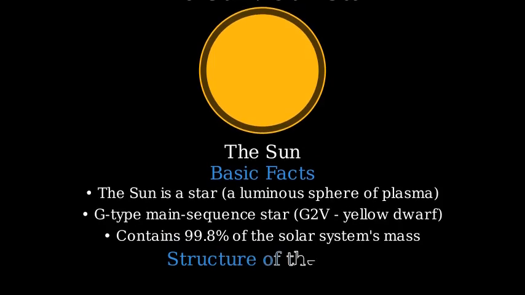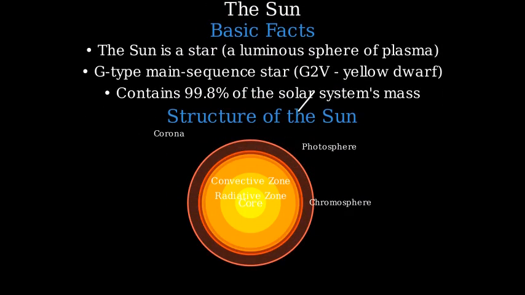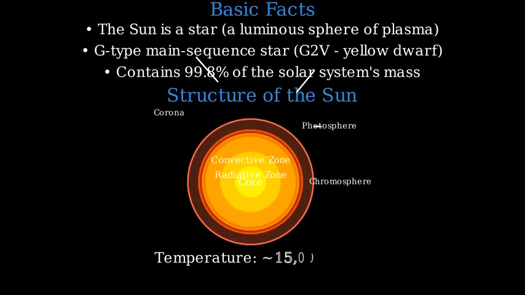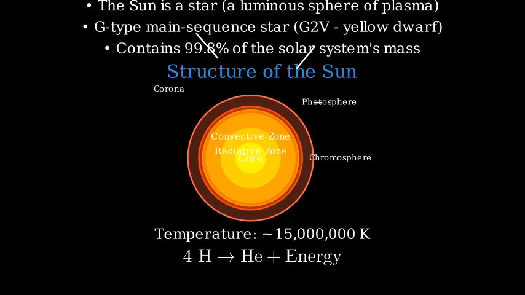Now, let's examine the structure of the sun. The sun has a layered structure, similar to an onion. Let's visualize these layers from the inside out. The core is the innermost part of the sun. It's where nuclear fusion takes place. The temperature in the core is extremely high, about 15 million Kelvin. Under these extreme conditions, hydrogen atoms fuse to form helium, releasing enormous amounts of energy.